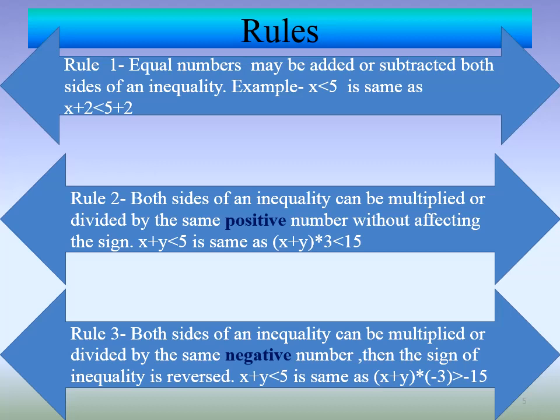Rule number 3: if both sides of an inequality are multiplied or divided by the same negative number, then the sign of the inequality is reversed. If I consider the same example, x plus y less than 5, and now multiply both sides by minus 3, then x plus y multiplied by minus 3 is greater than minus 15. So the inequality sign changes from less than to greater than here.